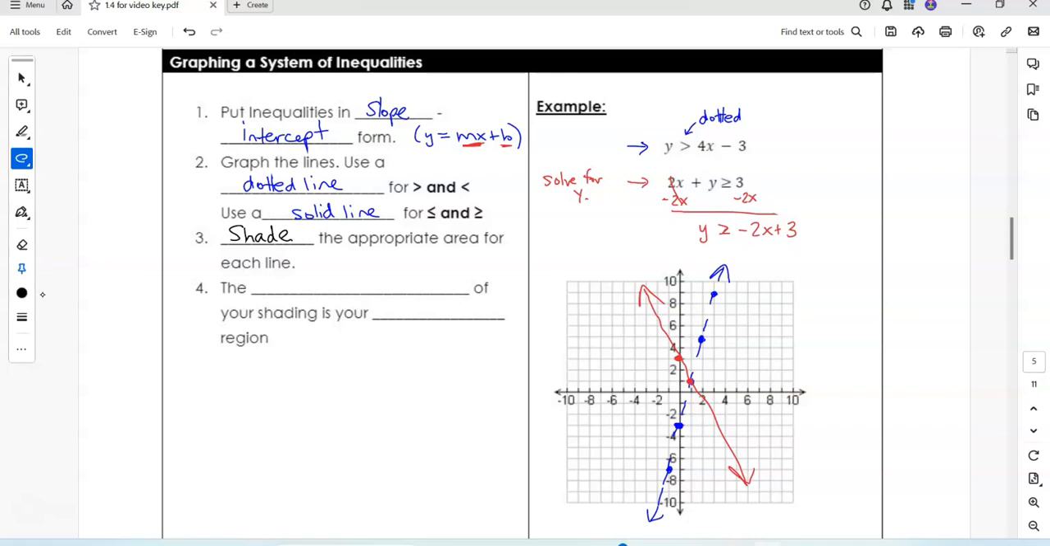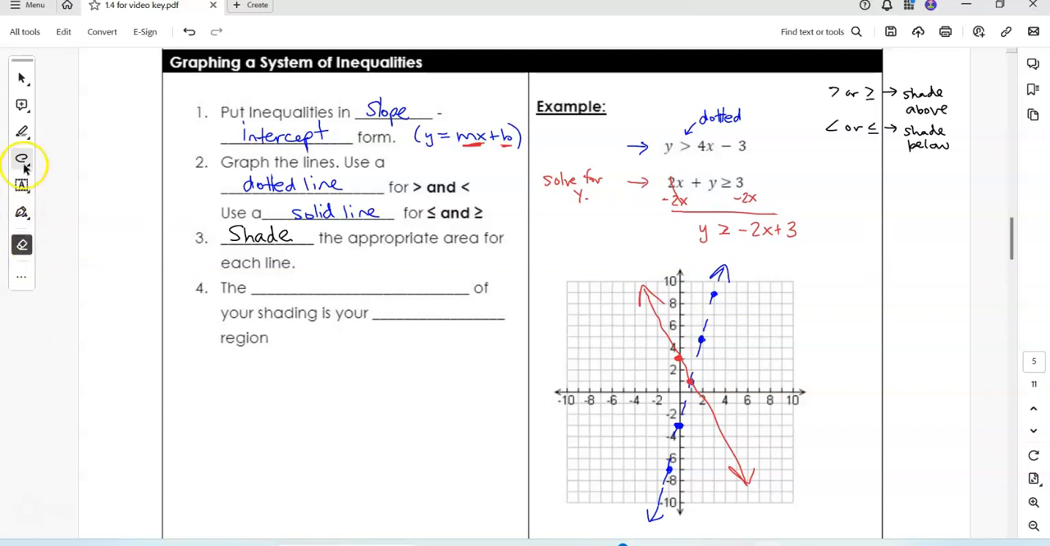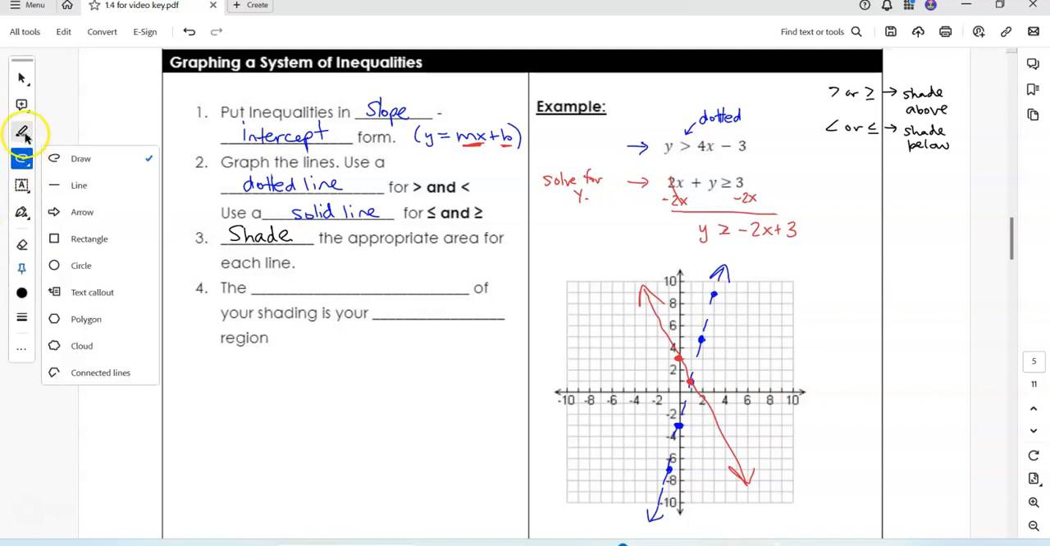The way I do this is, since these are in slope-intercept form, if I have a greater than or equal to, you shade above. If I have a less than or equal to, I shade below. Since my first graph, the blue one that I drew here, has a greater than, I would be shading everywhere above that.